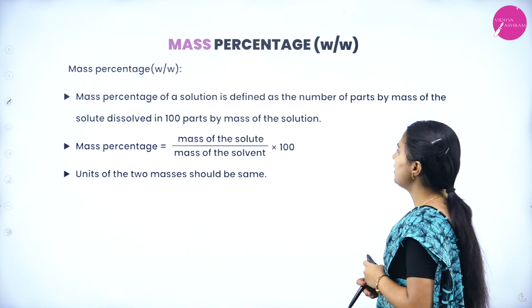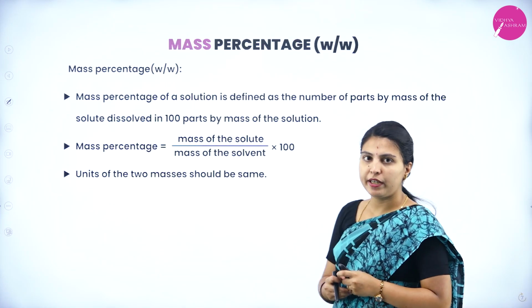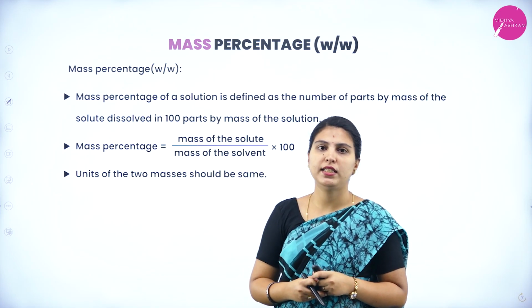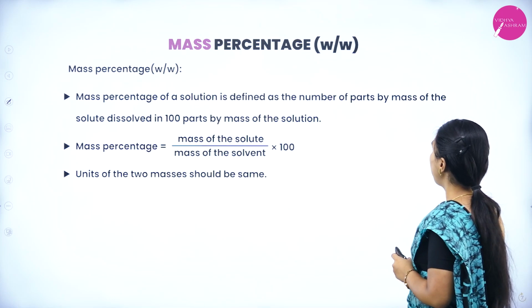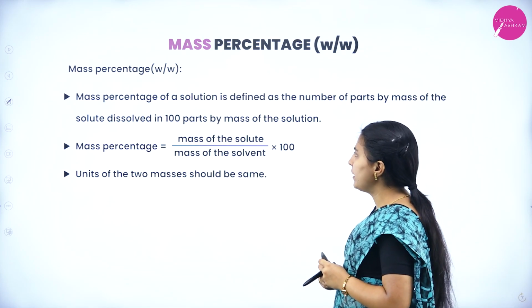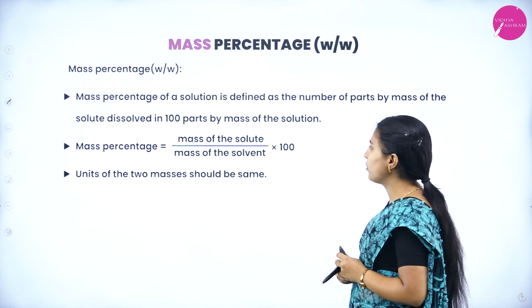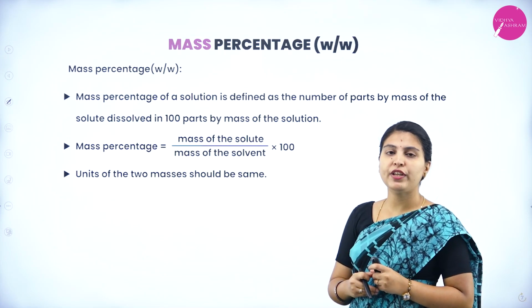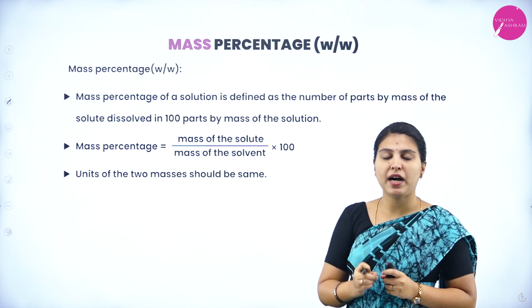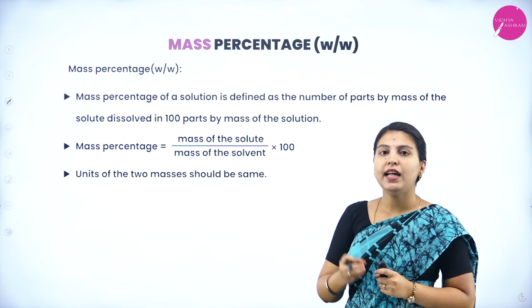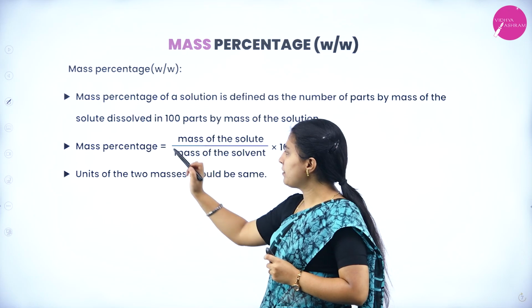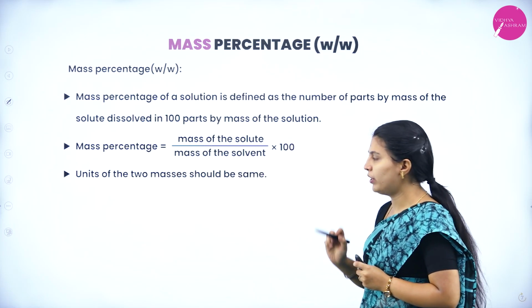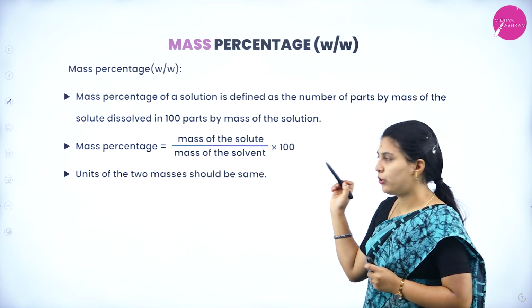Next we will see mass percentage. It will be denoted by small w by W. Mass percentage of a solution is defined as the number of parts by mass of the solute dissolved in 100 parts by mass of the solution. Here also we are finding out the percentage of the mass of solute present in 100 parts of the solution. So the formula is mass percentage equal to mass of the solute divided by mass of the solution into 100.